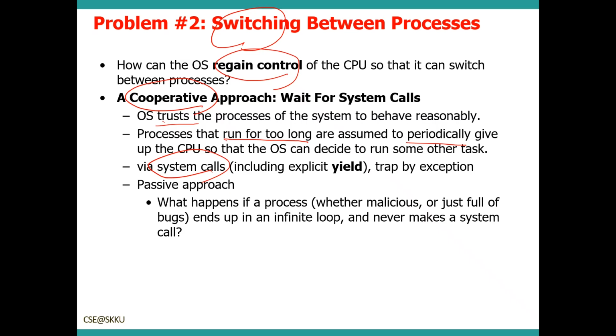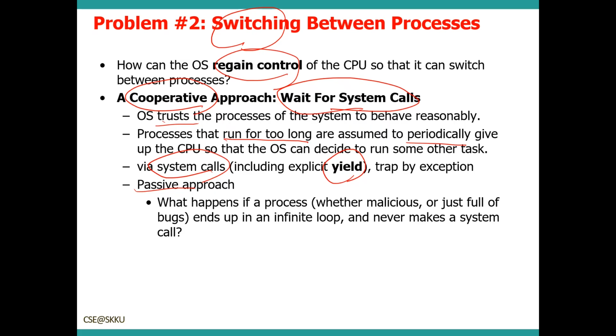Systems like this often include an explicit yield system call, which does nothing except transfer control to the operating system so it can run other processes. Thus, in a cooperative scheduling system, the OS regains control of the CPU by waiting for system calls. And this is a passive approach.